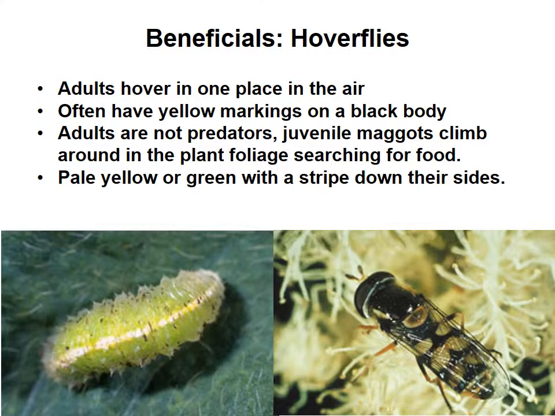Hoverflies. The adults are very recognisable as they hover in one place in the air, often near flowers. They often have yellow markings on a black body. The adults themselves are not predators. They feed on nectar and pollen, but they lay their eggs near aphid colonies so that there is food for the juveniles that hatch out.